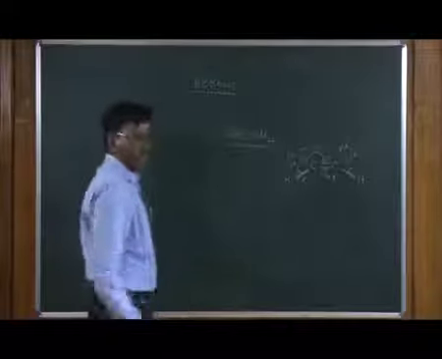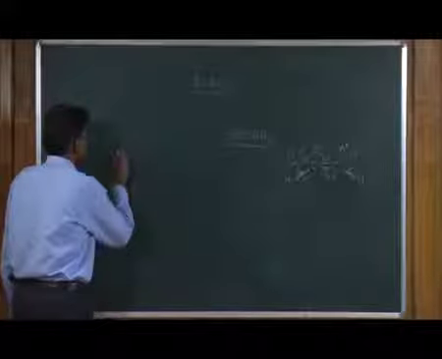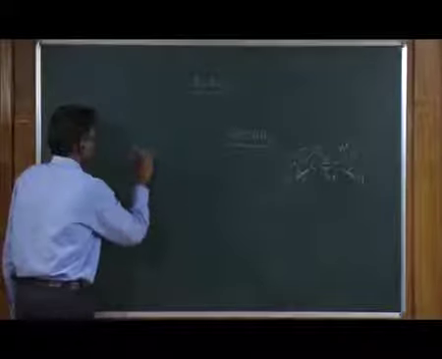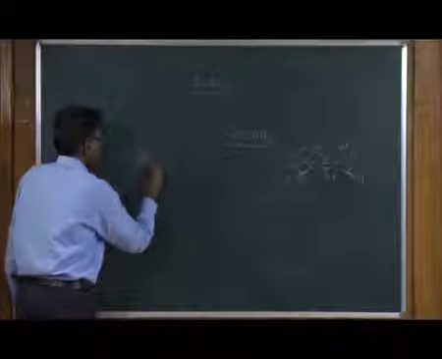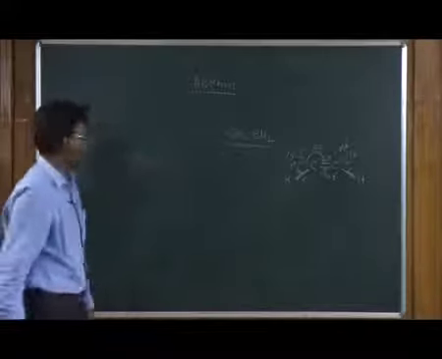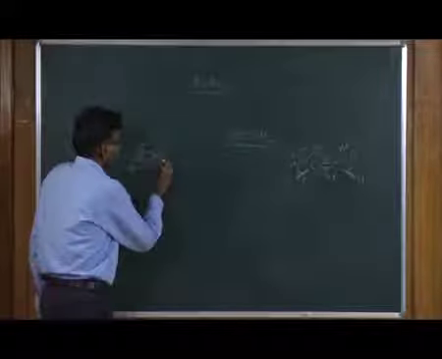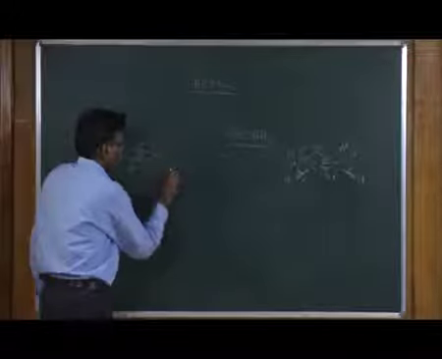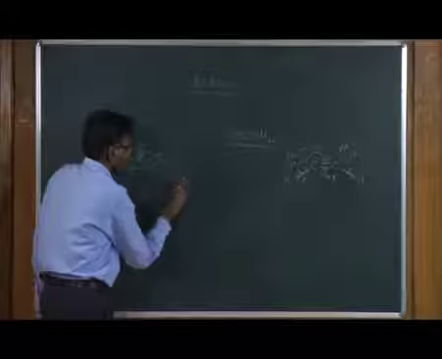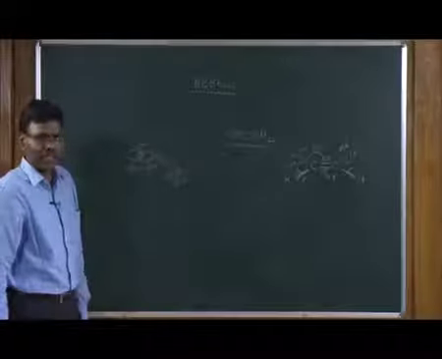So, the sigma bond formation takes place by overlapping of the sp2 hybrid orbital of carbon with another carbon. This sp2 of this carbon with another sp2 of this carbon overlapping taking place and gives this sigma bond. And similarly, this sp2 hybrid orbital overlapping with hydrogen s orbital generates the carbon hydrogen sigma bond.